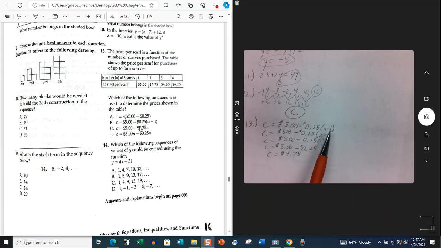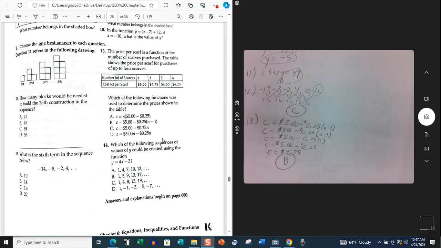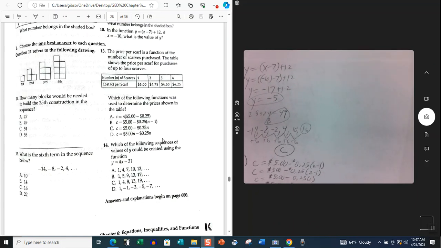Now, the reason why we did N minus 1 is because we're doing $5 minus this. Now, if we put 1 in here, 1 minus 1 is 0. So this would be 0 and $5 minus 0. Because remember, at 1, it remains $5. So our answer here would be B. And remember, you could have just substituted to get your final answer.